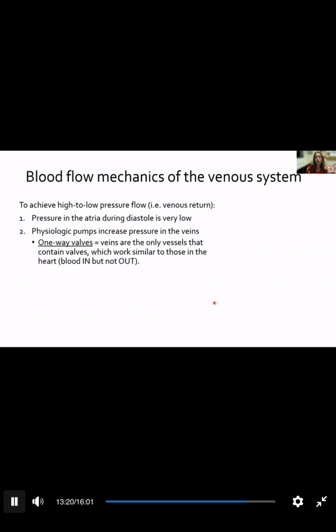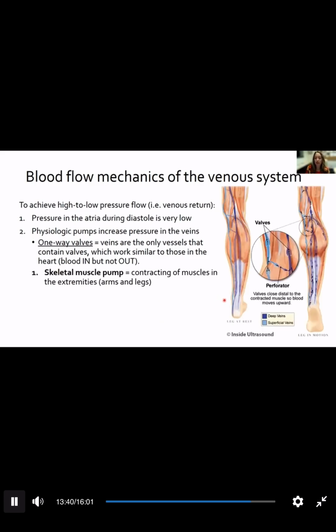Okay, so how does this work? Well, veins are the only vessels in your body that contain valves. These valves work similar to the valves in the heart. They allow blood to move forward, but not backwards. So once blood is pumped up into that vein, it pushes the valve open and then the valve slams shut. And so we can almost squeeze one by one, pumping the blood up through those veins.